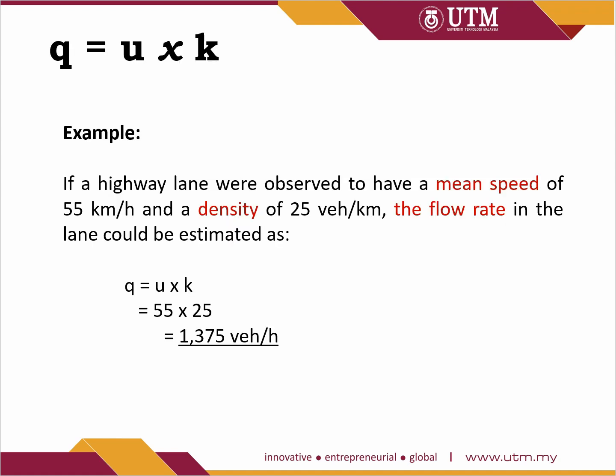Let's take a look at one simple example. If a highway lane were observed to have a mean speed of 55 km per hour and a density of 25 vehicles per kilometer, the flow rate in the lane could be estimated. The speed and density are already given, and we need to get the flow rate. It's very simple: Q equals U times K, equals 55 km per hour times 25 vehicles per kilometer, so we get 1375 vehicles per hour. So this is the flow rate.